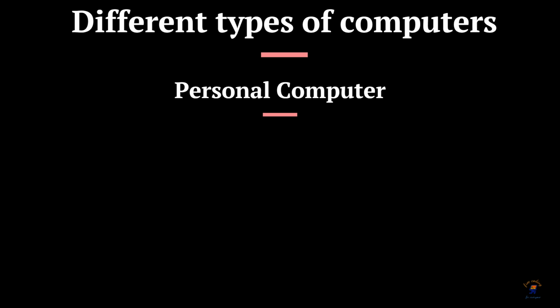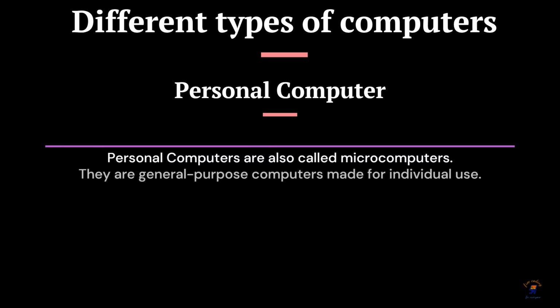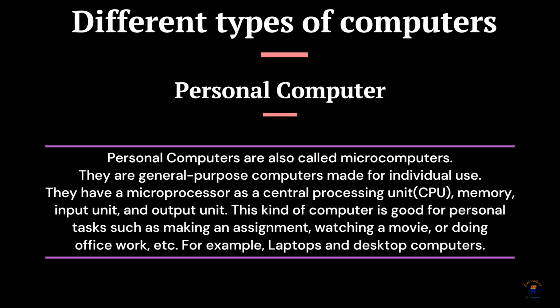Personal computer. Personal computers are also called microcomputers. They are general-purpose computers made for individual use. They have a microprocessor as a central processing unit, CPU, memory, input unit, and output unit. This kind of computer is good for personal tasks such as making an assignment, watching a movie, or doing office work, etc. For example, laptops and desktop computers.